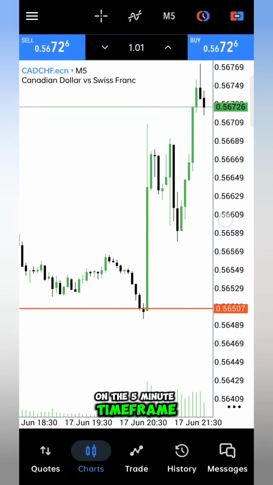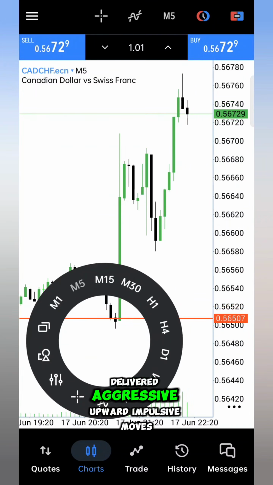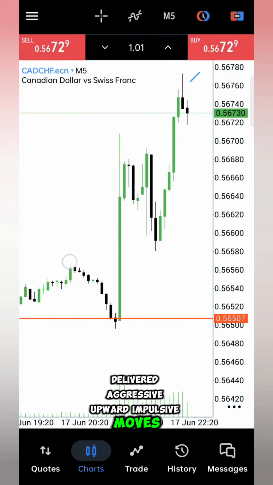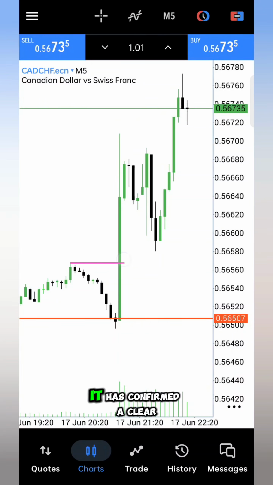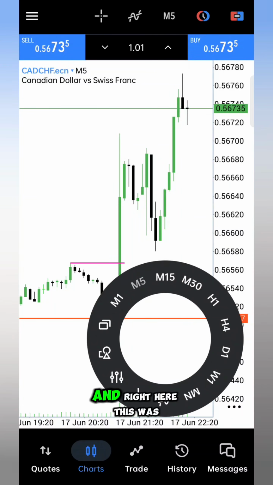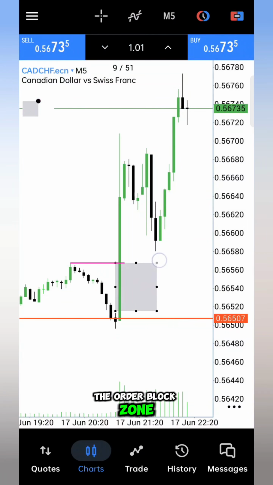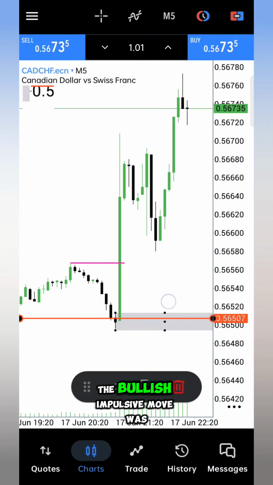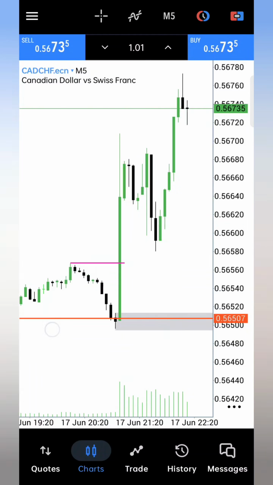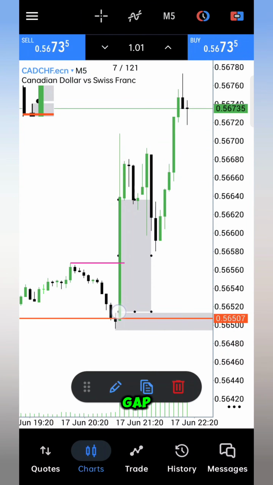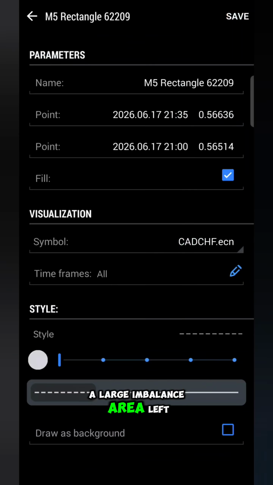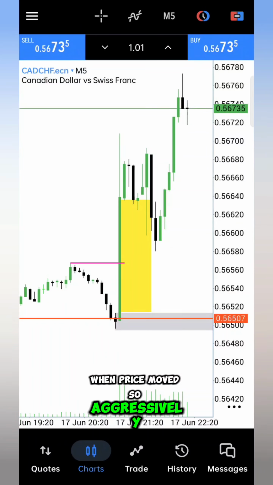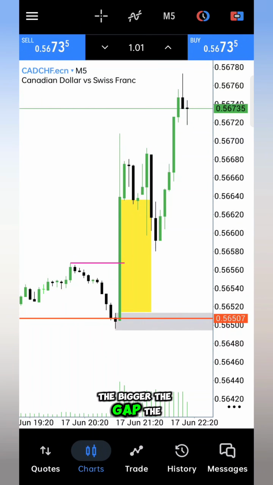On the 5-minute time frame, we can see that price delivered aggressive upward impulsive moves. And by breaking the lower high, it has confirmed a clear change of character to the upside. And right here, this was the order block zone, the origin point from which the bullish impulsive move was delivered. And sitting directly above this order block is a massive fair value gap. A large imbalance area left behind when price moved so aggressively upward. The bigger the gap, the more magnetic it becomes.